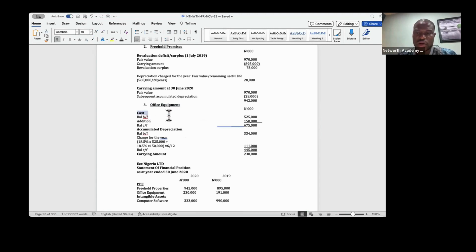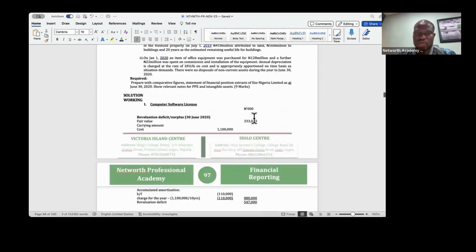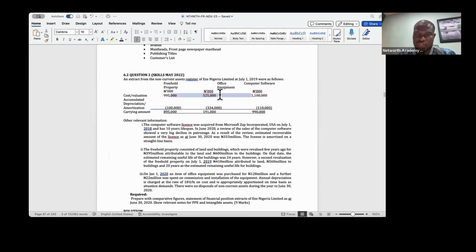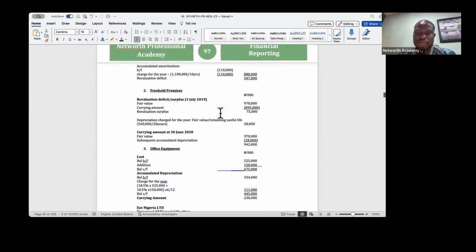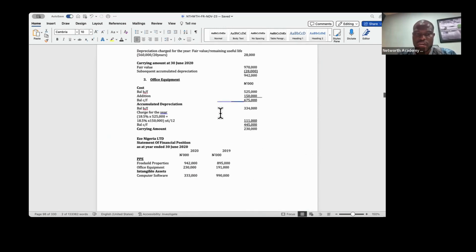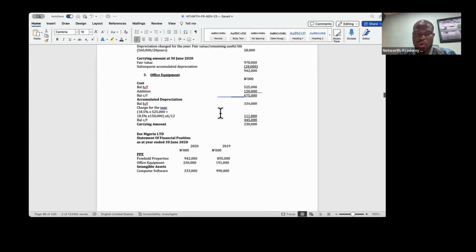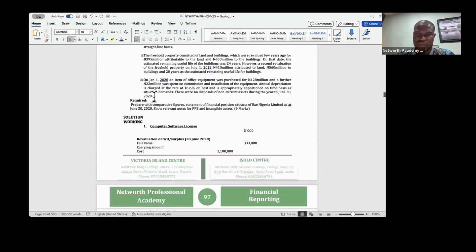So let me get the total cost since they acquired some of the assets during the year. At the beginning was 525 million, which is this one they gave me here, 525 million. Then we have some additional assets, which is 128 plus 22. The 128 plus the 22 million makes it 150. If I add the two together, it gives me 675. That's my total cost.